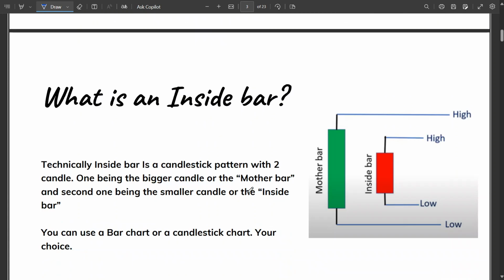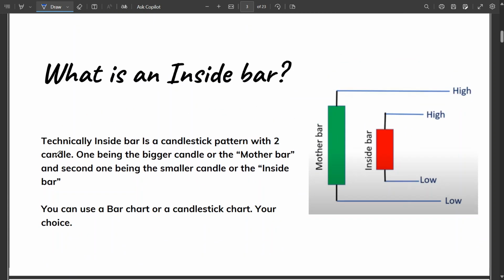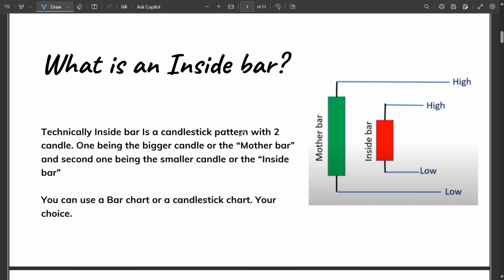So, what is an inside bar? That is the basic question. Technically, an inside bar is a candlestick pattern with two candles only, right? One being the bigger candle or the mother bar, and the second one being the smaller candle or the inside bar. It is a candlestick pattern or a bar pattern, you can call it. You can use a bar chart or a candlestick chart, that is up to you. For convenience, I'll be calling it a bar only.